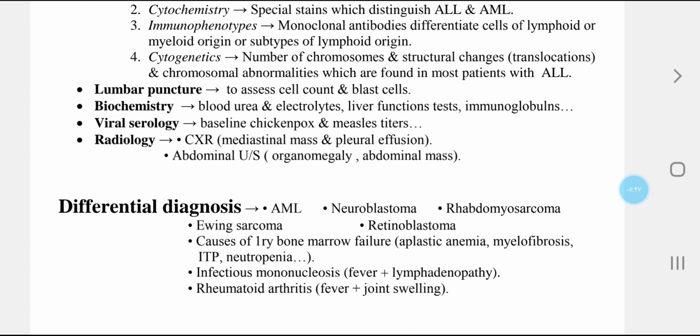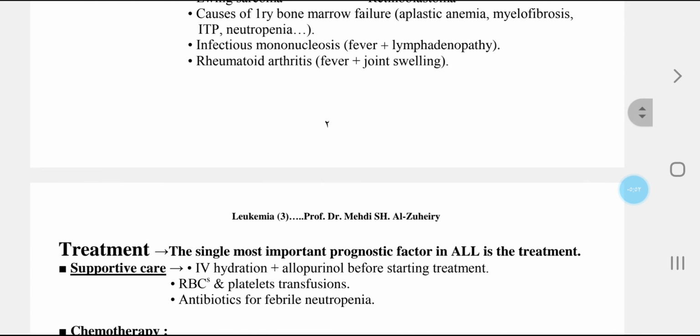Differential diagnosis of leukemia include acute myelogenous leukemia, neuroblastoma, rhabdomyosarcoma, Ewing sarcoma, retinoblastoma. Causes of primary bone marrow failure like aplastic anemia, myelofibrosis, ITP, neutropenia, infectious mononucleosis when there is fever and lymphadenopathy, rheumatoid arthritis when there is fever and joint swelling.